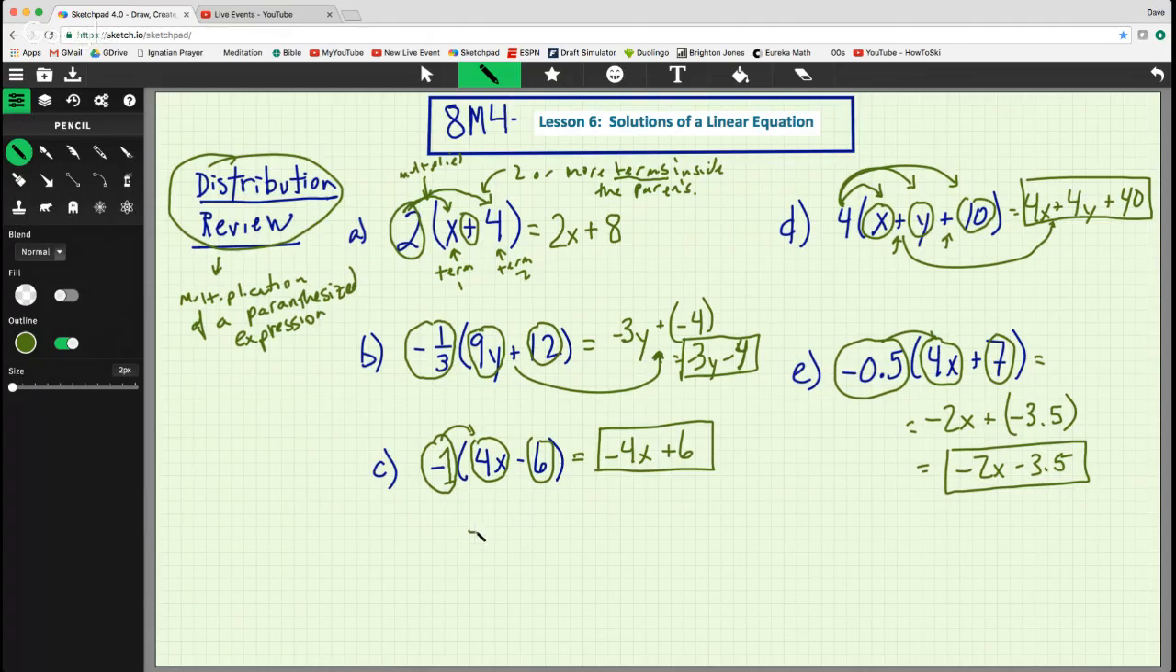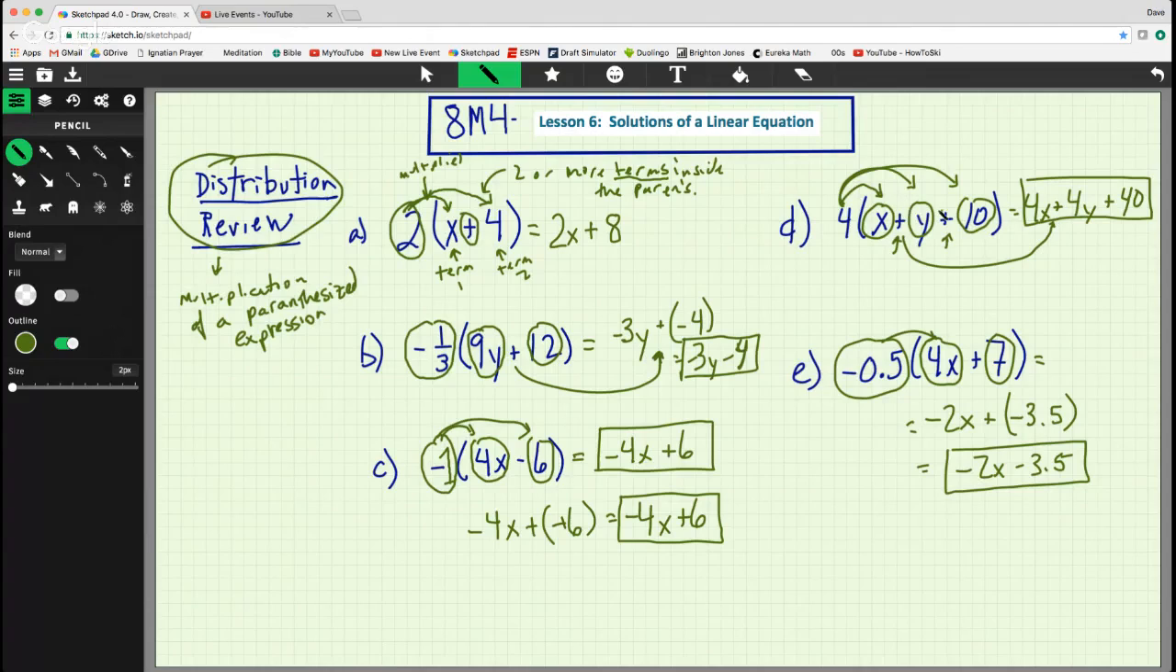-1 times 4x is negative 4x, minus -1 times 6 is negative 6, and a negative becomes a positive. So we get negative 4x plus 6. So this is all just kind of a quick review of distribution and some tricks that you need to know, right? Negatives flip, kind of change signs. And the reason is because what we just learned here, that's like a -1. -1 will ultimately flip these signs on the inside.